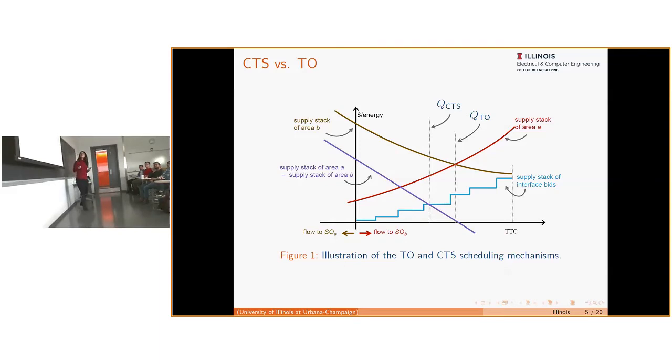The system operators then pool this entire information, the so-called interface bids, to construct an interface supply curve, which essentially represents market participants' willingness to trade across the interface. And the supply curve is cleared against the price spread between the two areas, which is the difference between the two supply stacks. The intersection point between the interface supply curve and the price spread is where the schedule of the CDS, the market-based mechanism, is determined.